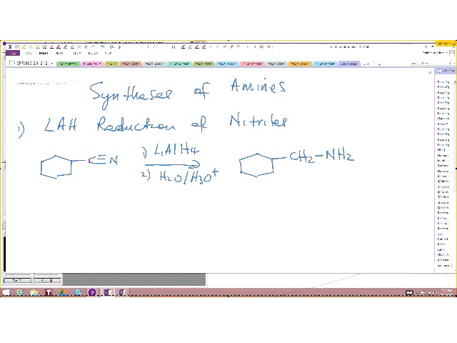Notice here, this carbon becomes a methylene carbon. Okay, so that is why we call this reduction, because we are adding hydrogen across the carbon-nitrogen triple bond.